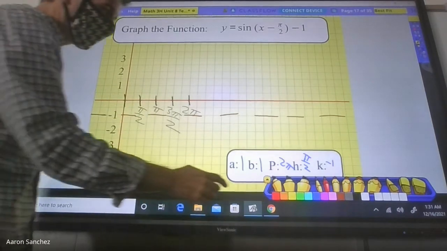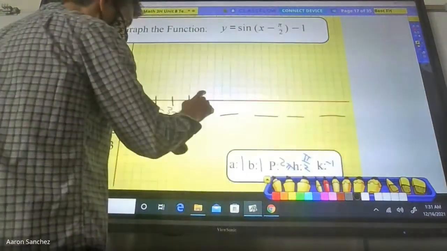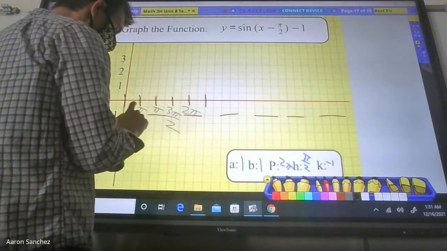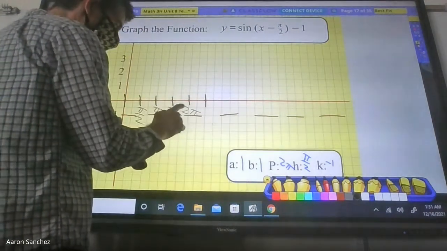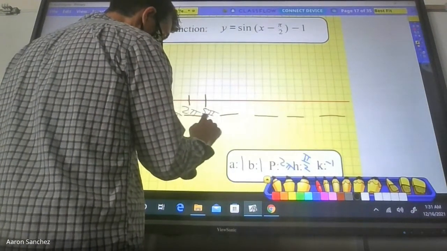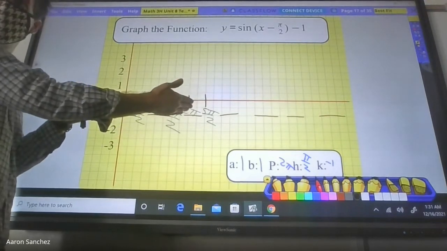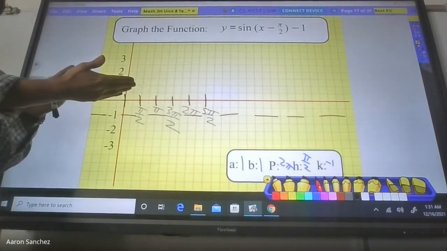So guess what? I better get another key point here. 1 pi over 2, 2 pi over 2, 3 pi over 2, 4 pi over 2. There's my 5 pi over 2. So now my 5 key points are 1, 2, 3, 4, 5, right? That's all you have to do.